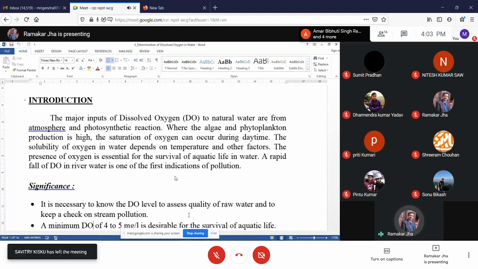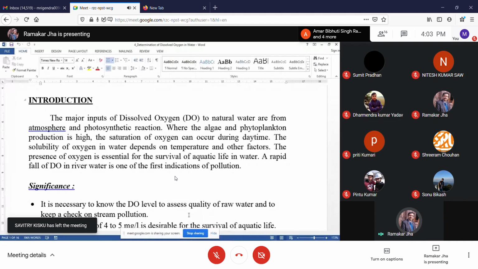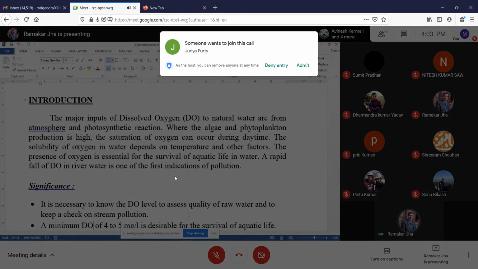Because in hilly areas where it is cold, and in the hot areas in the southern part of India, where temperature is very high, you will find a difference in DO values. But if you convert to 20 degrees, you may get the same. When we make tea, we find that the DO value is reduced for boiling water, right?